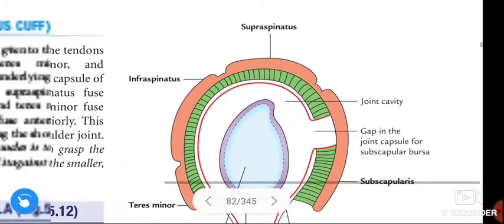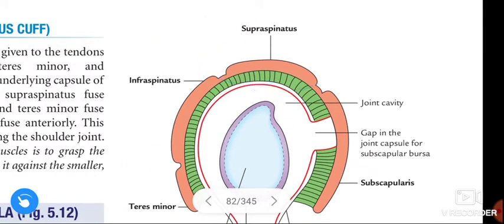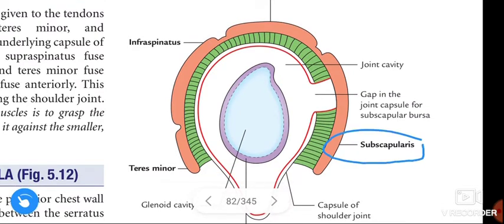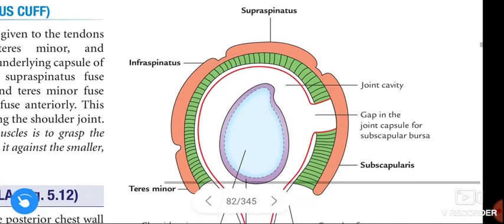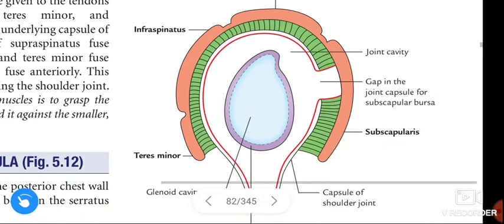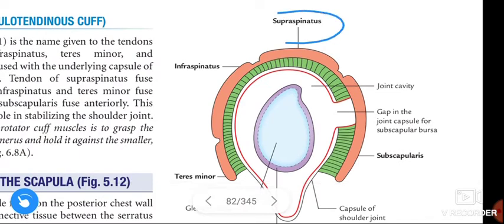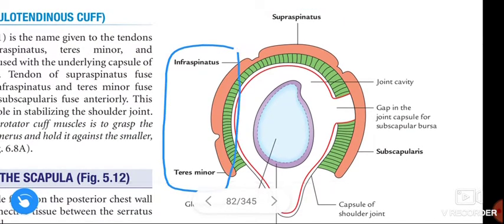See this figure. This is the tendon of supraspinatus. Supraspinatus tendon fuses superiorly, infraspinatus and teres minor fuse posteriorly, and the tendon of subscapularis fuses with the capsule of the shoulder joint anteriorly. This is superior, this is anterior and this is posterior.